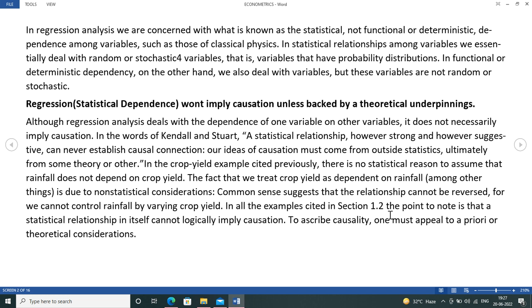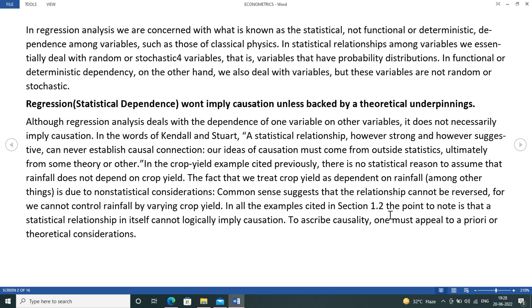So in natural sciences, you can have functional dependence or deterministic dependence, but you will not have such functional dependence in the social sciences, because you have randomness because of the presence of the human element. So for that reason, we consider only statistical dependence in econometric analysis. Then, regression basically considers the statistical dependence.